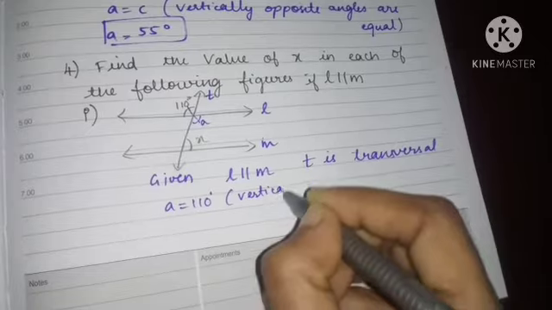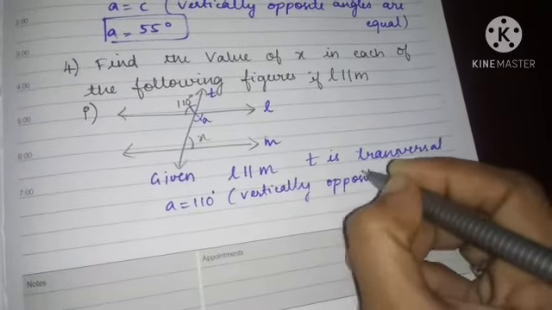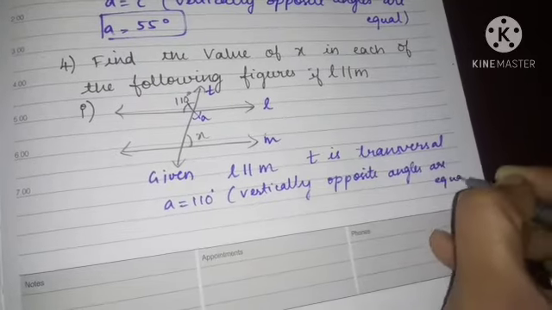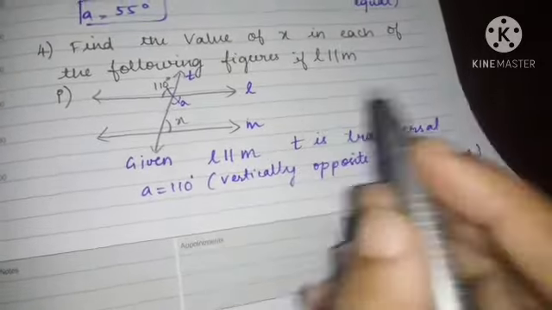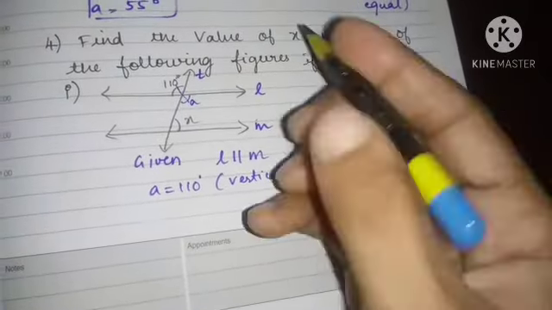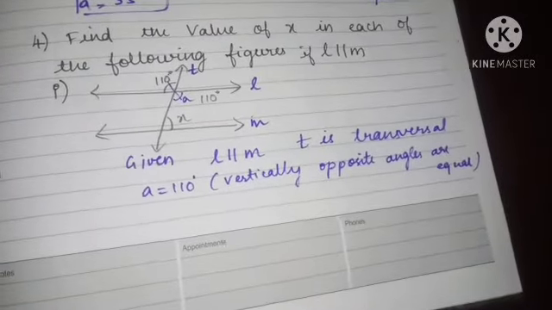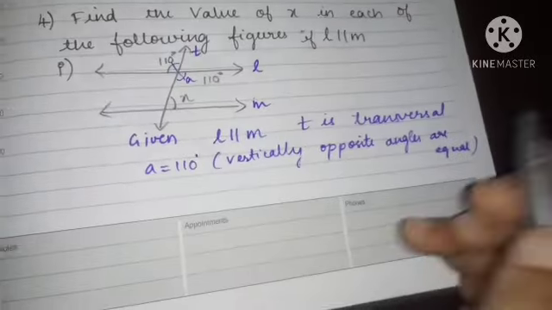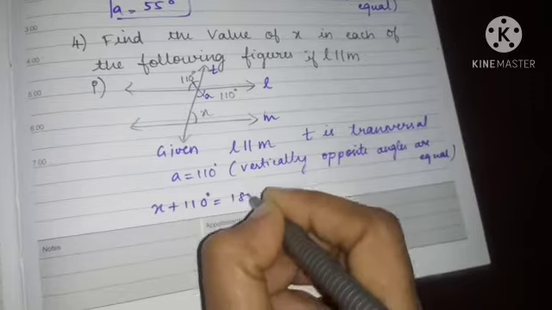Because vertically opposite angles are equal. Okay. A is equal to 110 degree because vertically opposite angles are equal. Now I have found the value of A, which is 110 degree. Correct? Now this x and 110 lie on the same side of the transversal. Correct? So x plus 110 degree is equal to 180.